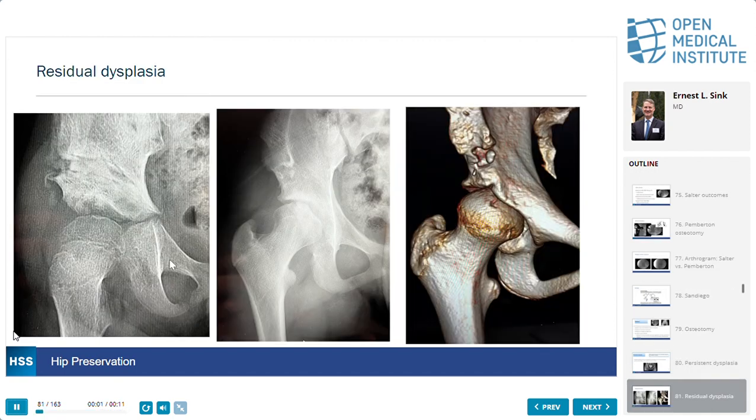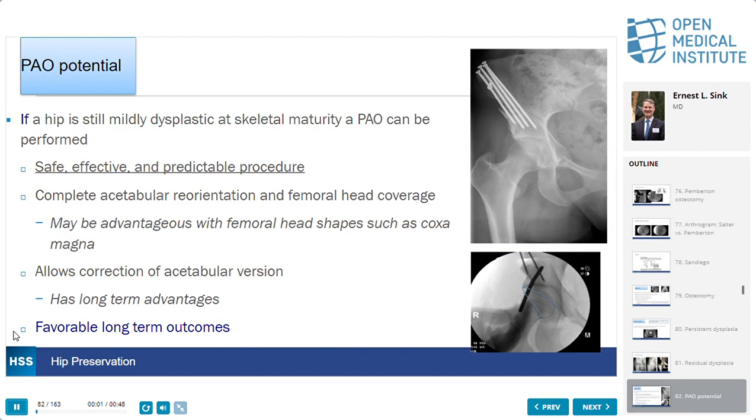So here's an example. That looks very good, but you can see when you get to 3D CT, this is what you see on X-ray, but there's nothing covering the front. Okay, so if a hip is still dysplastic at skeletal maturity, a PAO can be performed.